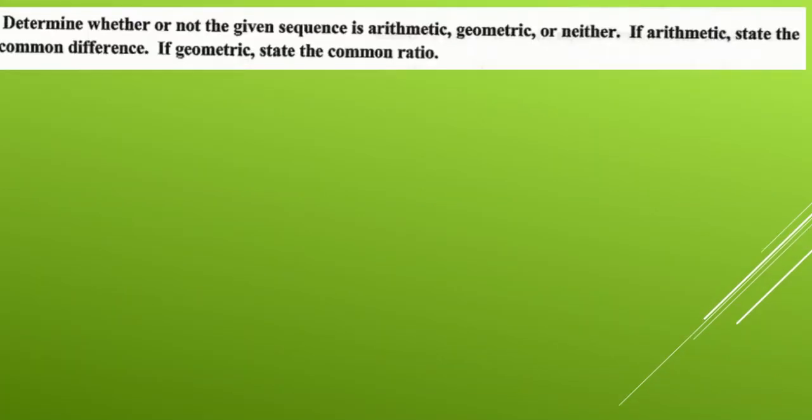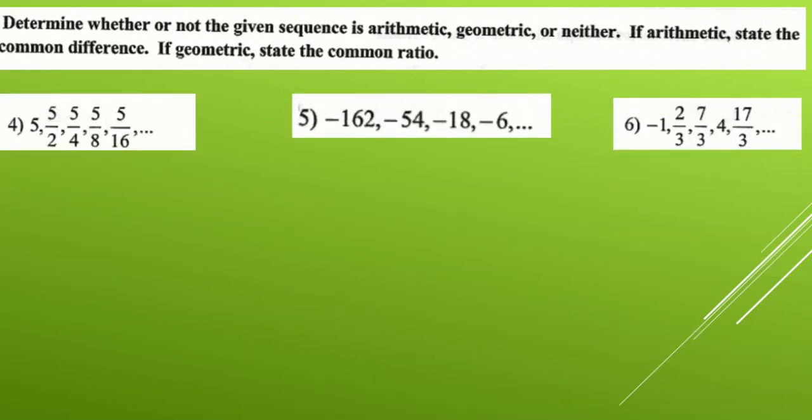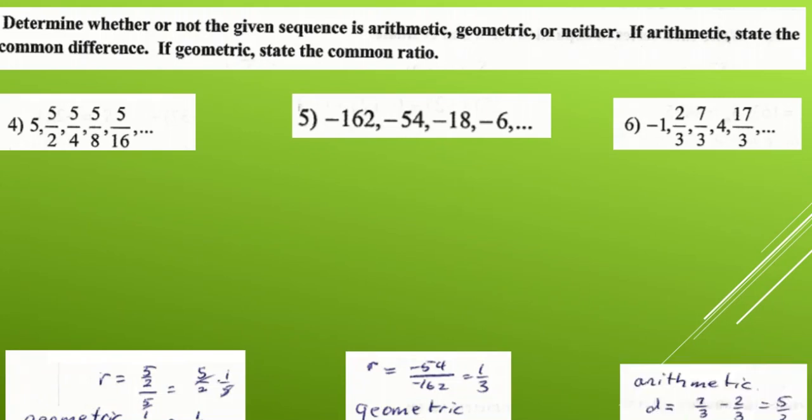Okay, so let's continue. I'll be giving you 3 items, 4, 5, and 6, so you can try solving it. You can pause this video and try to solve it. Okay, I hope you did try solving these items. So, to check your work, here are the answers. For number 4, this is a geometric sequence with a common ratio of 1/2. Number 5, this is a geometric sequence with a common ratio of 1/3. And the last one is an arithmetic sequence with a common difference of 5/3. So I hope you were able to solve this one.